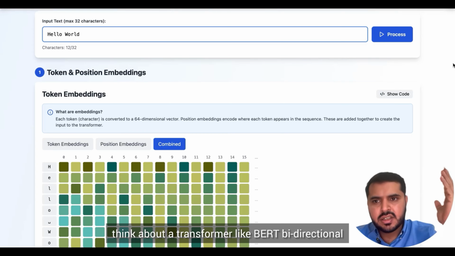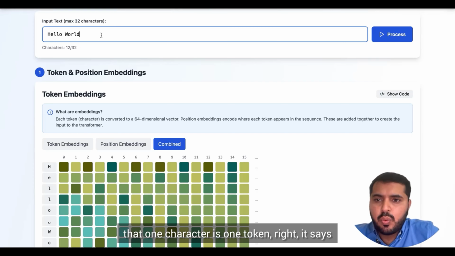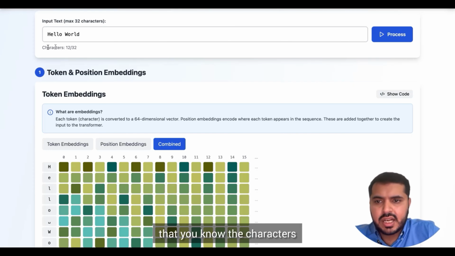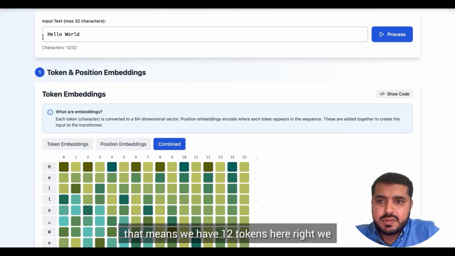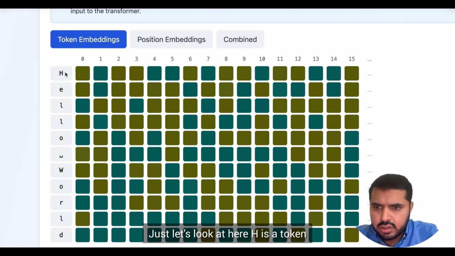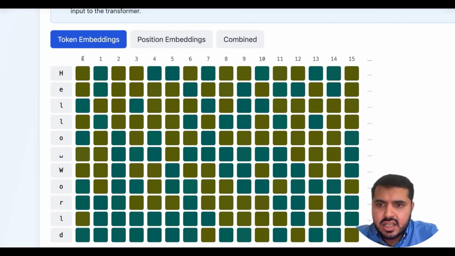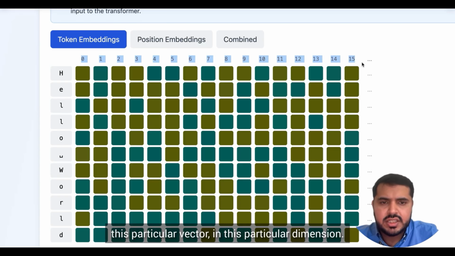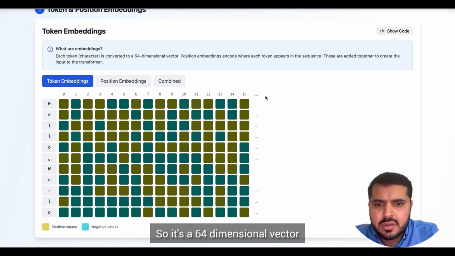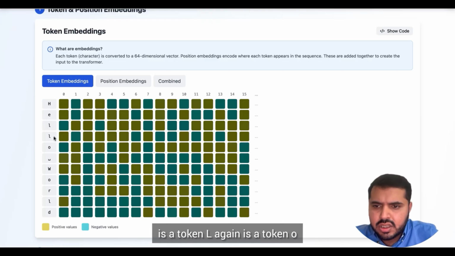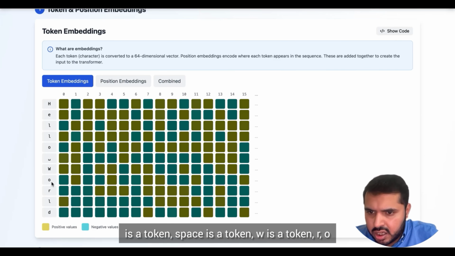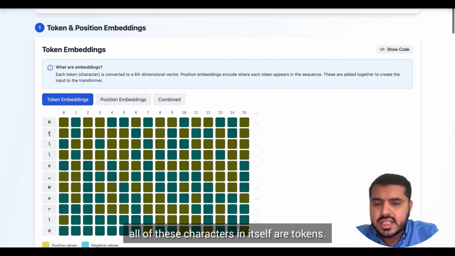So let's just imagine that we are simply generating the next token. For this particular video, we will assume that one character is one token. The characters that we have written are 12, which means we have 12 tokens here. H is a token. H is represented as this particular vector, a 64-dimensional vector. Similarly, E itself is a token, L again is a token, O is a token, space is a token, W is a token, R, O. All of these characters in themselves are tokens.